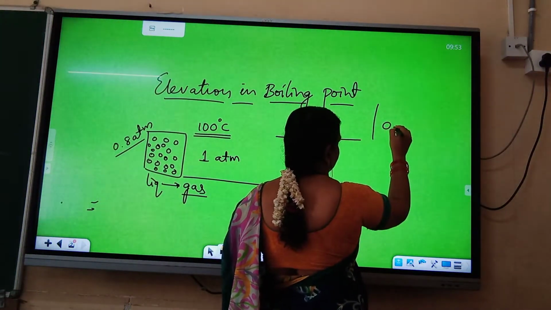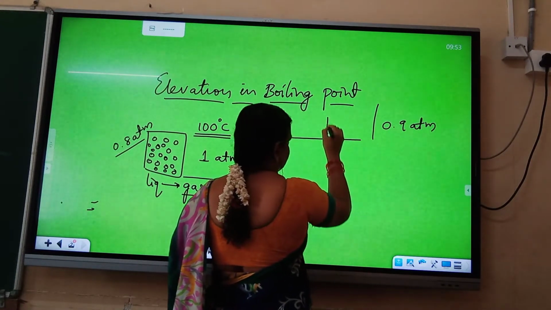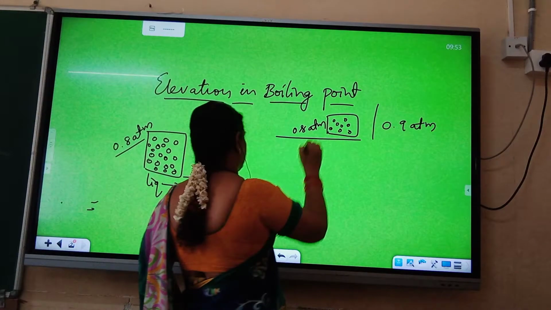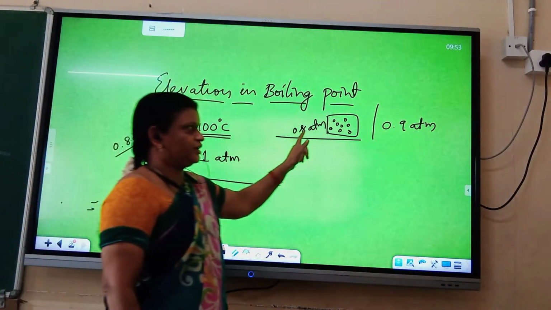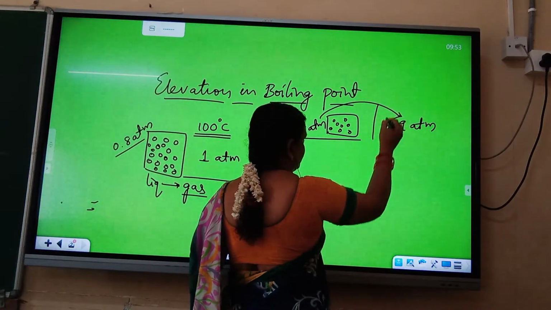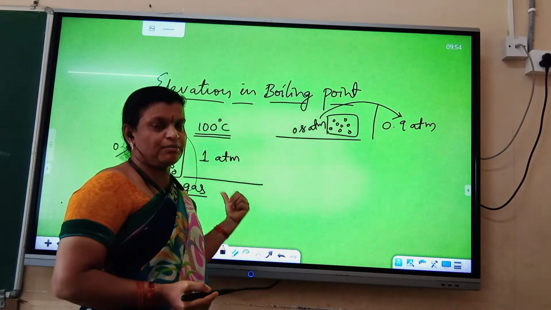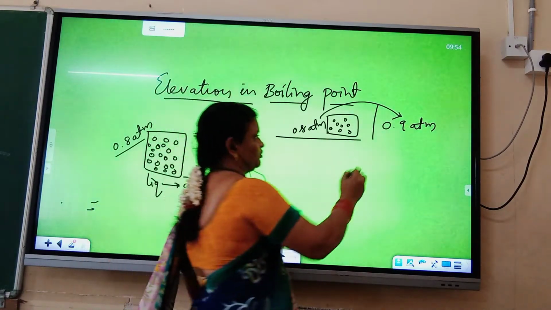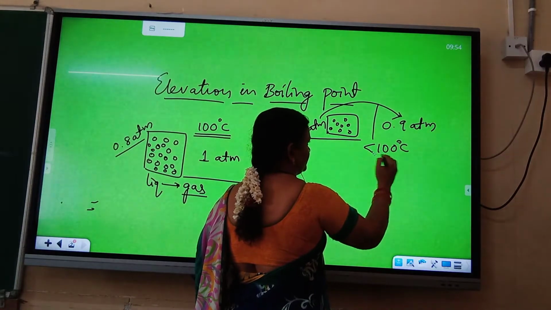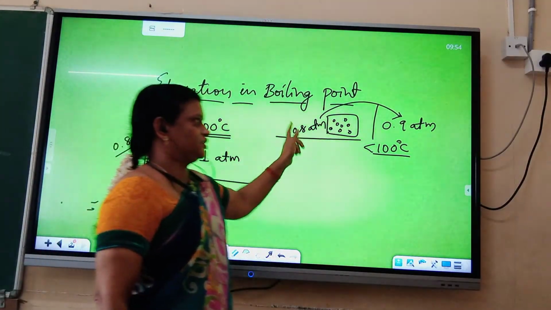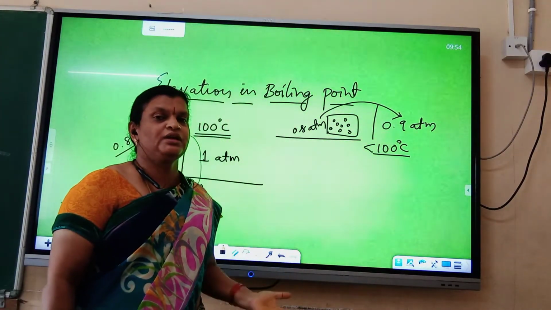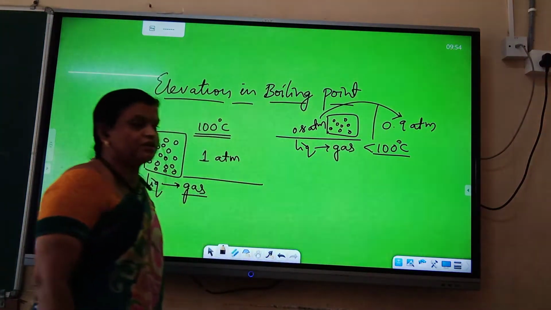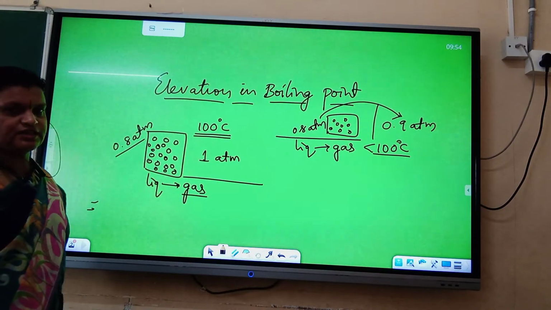So let us say that here the pressure is 0.9 atmospheres. We have the same container with the liquid molecules, and the pressure is 0.8 atmospheres, the same as what we showed before. Converting 0.8 atmospheres to 0.9 is very easy compared with the first case, because the difference is only 0.1 atmospheres. So the boiling point will be less than 100 degrees Celsius in this case. Because the pressure difference is very small, the liquid easily converts into gaseous state. That means that much temperature and heat energy is not required, so it is less than 100 degrees Celsius.